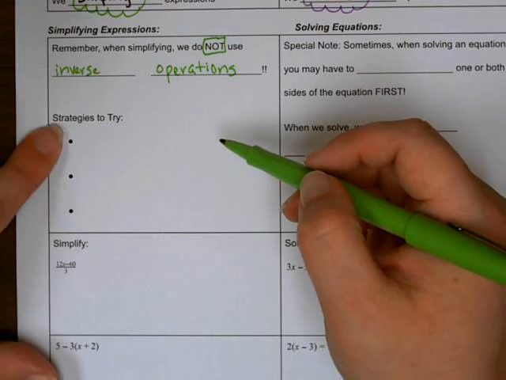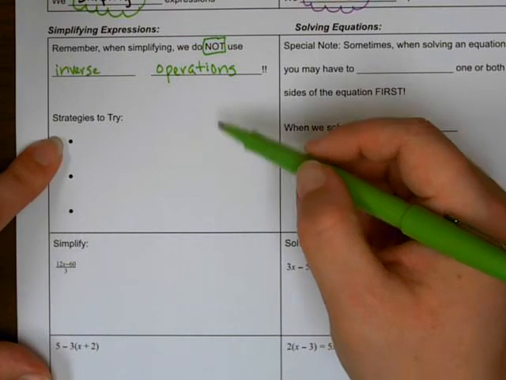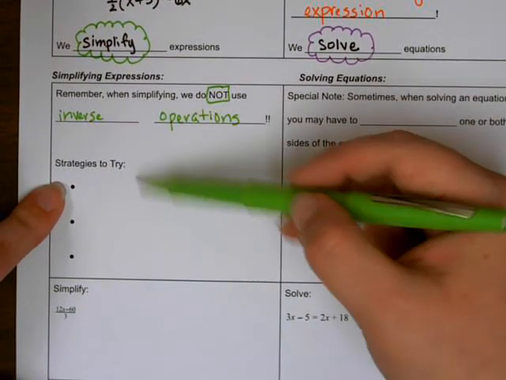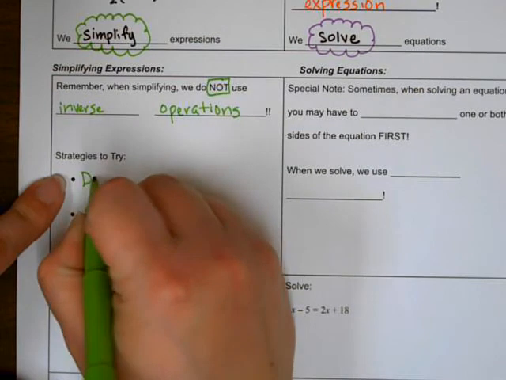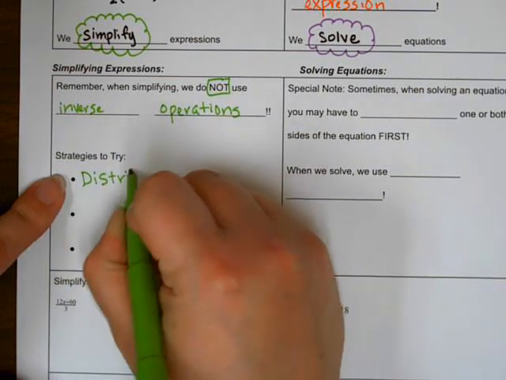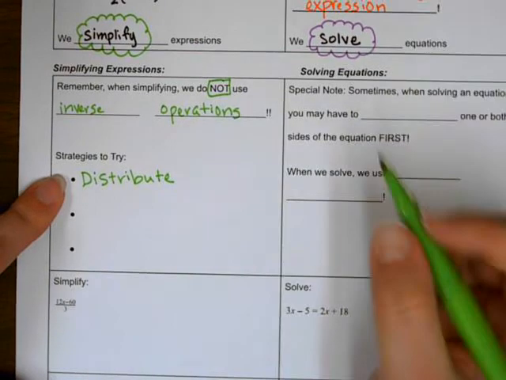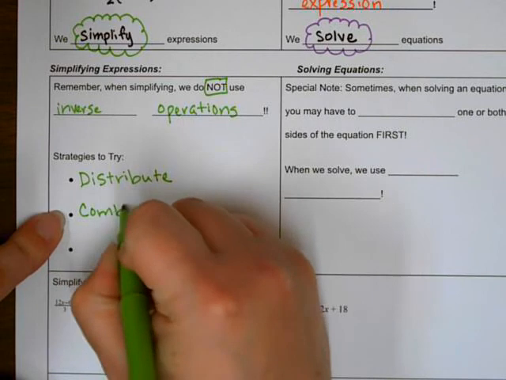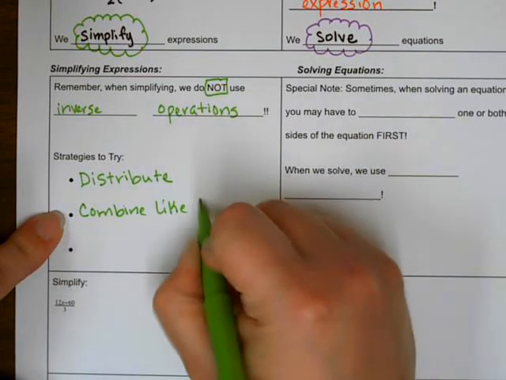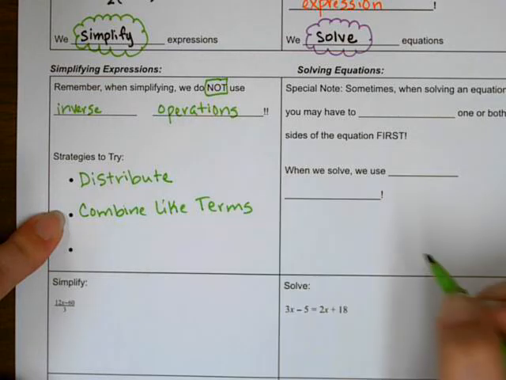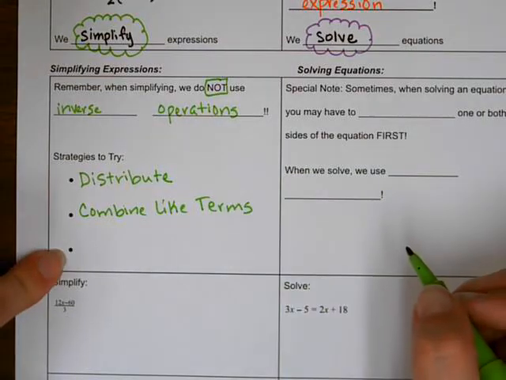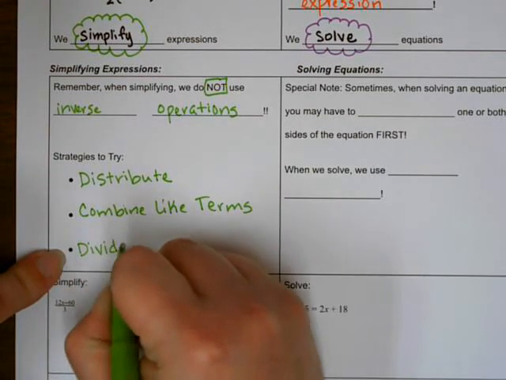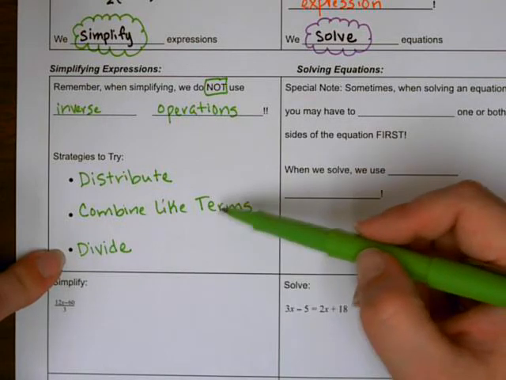We do, however, have 3 different strategies that we can try when we're looking at simplifying expressions. So instead of using inverse operations, we've got 3 other things to try. We could try to distribute. And we know that if we see parentheses with a number outside, that's when we can distribute. We could combine like terms. And then the last thing, one of the new things that we introduced to you in section 4.1 was trying to divide first. So we could distribute, we could combine like terms, or we could divide.